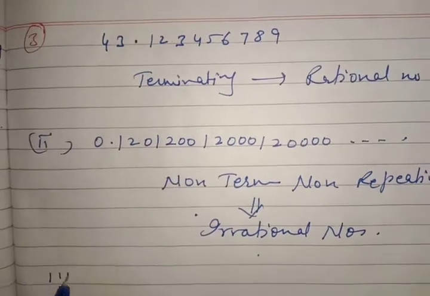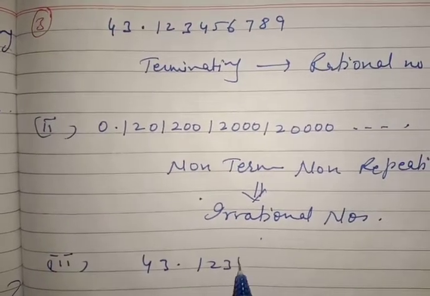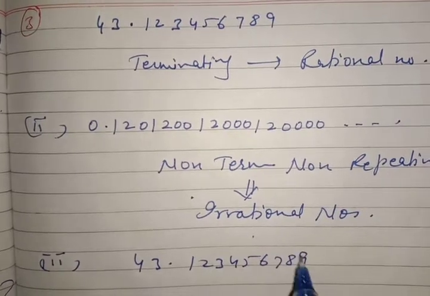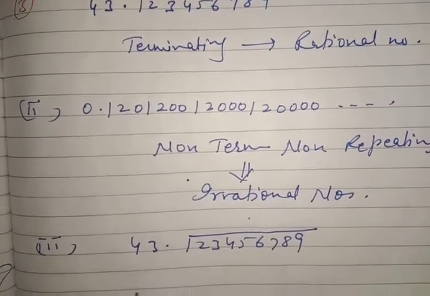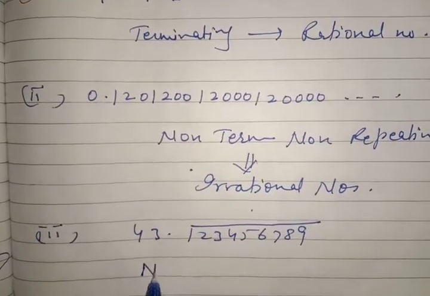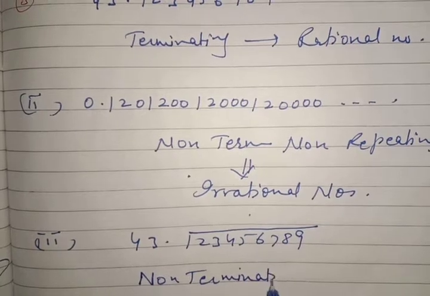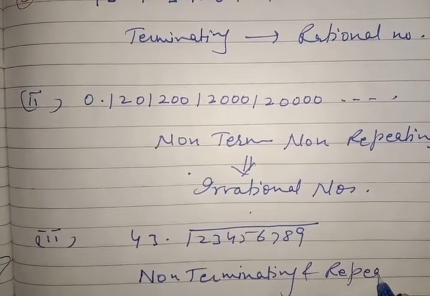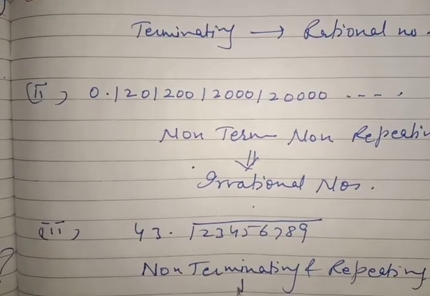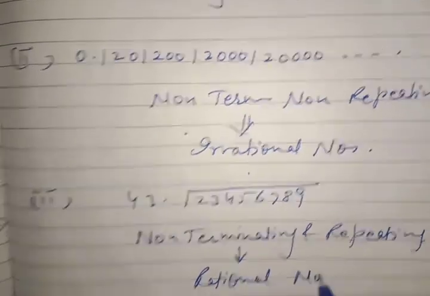And the third part is 43.123456789 with a bar. What does this bar represent? That it is non-terminating and repeating. Non-terminating repeating means which type of number it is? Rational number.